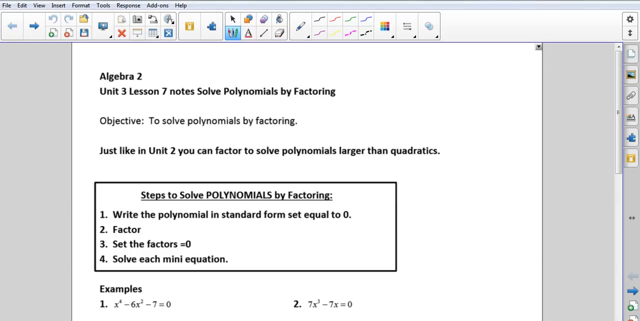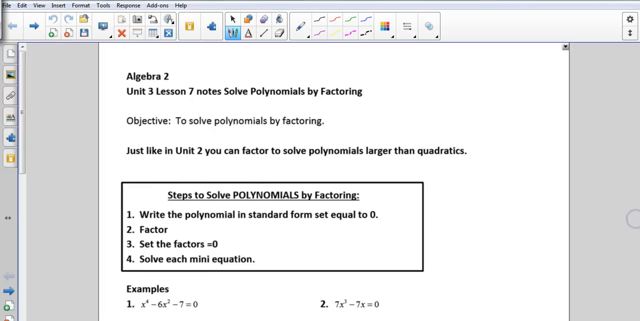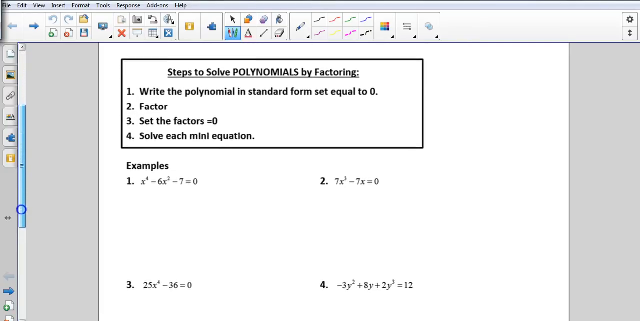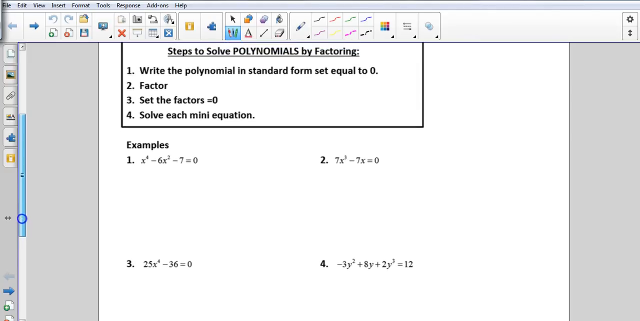But with quadratics, we factored them, and then the next step was setting them equal to 0 and solving. And that's what we're going to do right now. The only thing is we're doing it with higher degree polynomials. But the steps are all the same. So let's take this one right here, number 1, and go back in time.